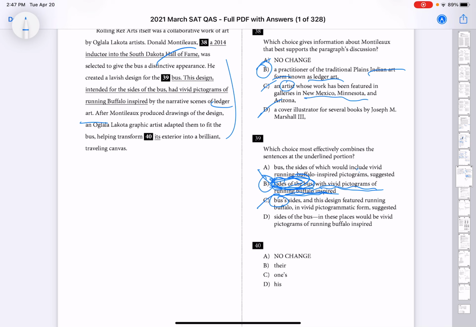It's not the bus's sides. And then they say, and this design. So this is wordy here. Feature running buffalo and vivid. Yeah. So 39 over here should be B.